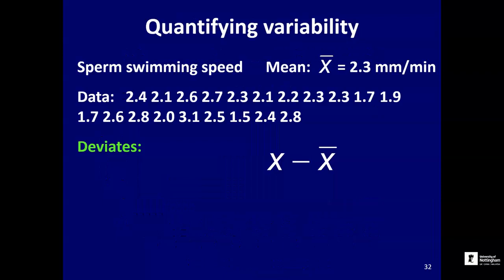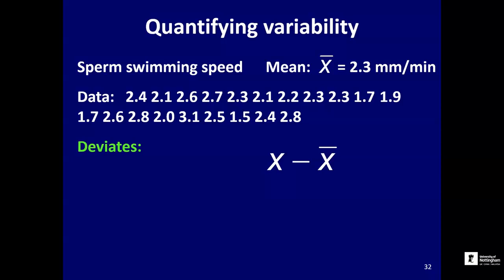So how do we quantify variability? Well, the standard method is to think about each individual data point and compare it to the mean or some other measure of central tendency. So typically it'll be the mean. So in this case, we know that the average sperm swims at 2.3 millimetres per minute. And in order to understand the variability, what we're going to do is compare each individual sperm to that average.